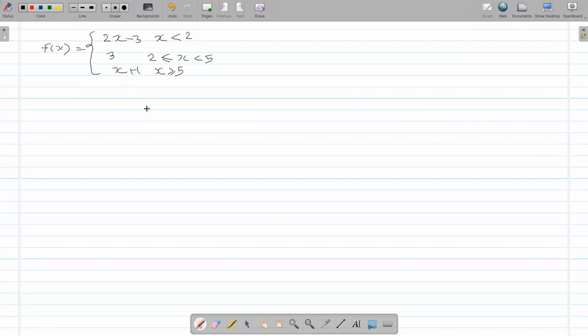So when I want to calculate a function value, for example, let's say I want to calculate f of 1, I have to identify the correct piece.